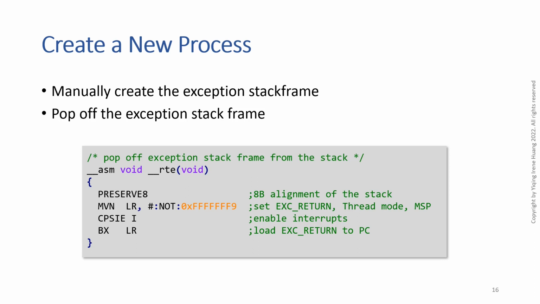So I can't just directly do a function call. What we need to do is somehow invoke the exception return mechanism so that when the process starts to run, it will run in thread mode. Here is the routine to do the exception return, and it's called return from exception. Before it enters, this routine assumes an exception stack frame is already created on the current stack. So all we need to do is manually create the exception stack frame for the new process.